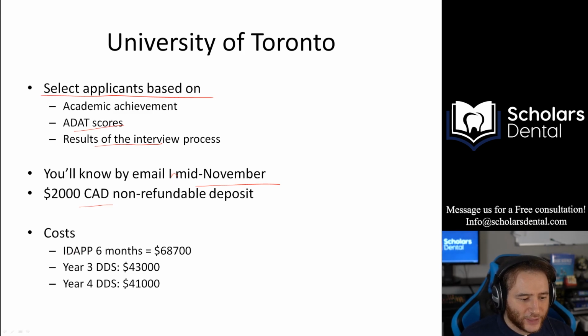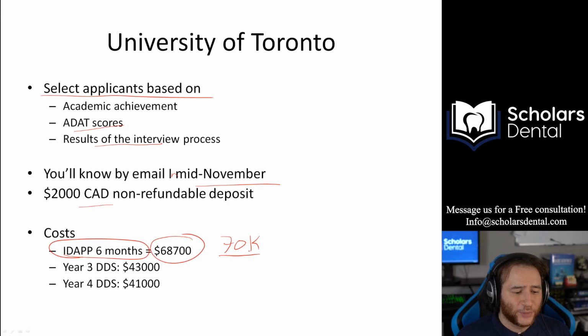The cost of the IDAP itself, the 6 months part, is around $70,000. As I remember, this is not covered under OSAP. You have to go to a bank and get a loan to pay for it. I believe it said on their website that it has to be paid. I might be mistaken though. We'll check it when we get into the browser section.